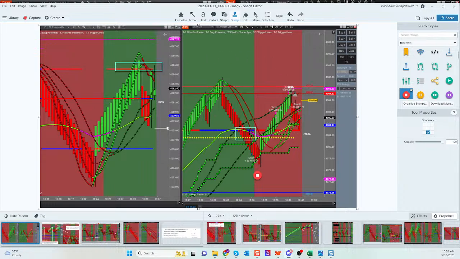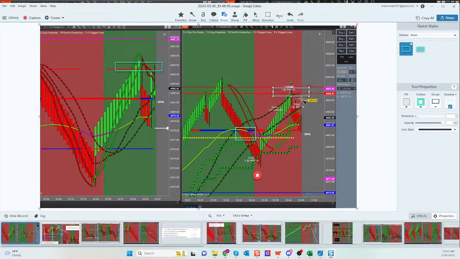Why did I stay in? I shouldn't have. But because it was the potential runner, because all my trigger lines had gone up, I was willing to lose a little bit for the sake of a lesson. But if it were my money, the second we hit this resistance again and the trigger lines aren't above it, I'm going to take the money and I'm going to wait for the area to break.